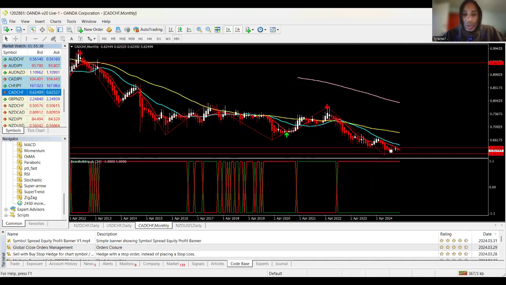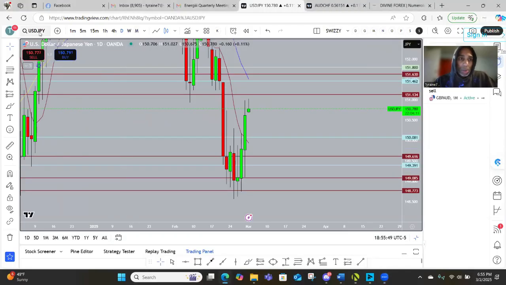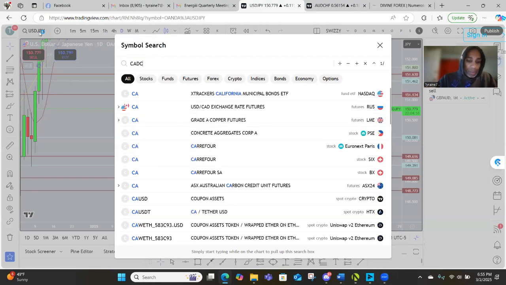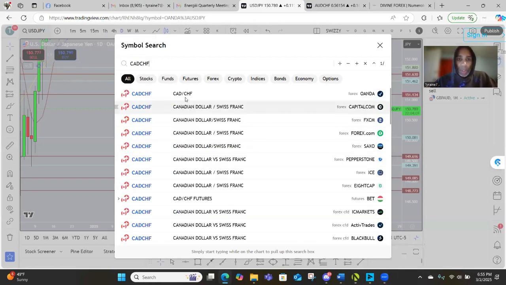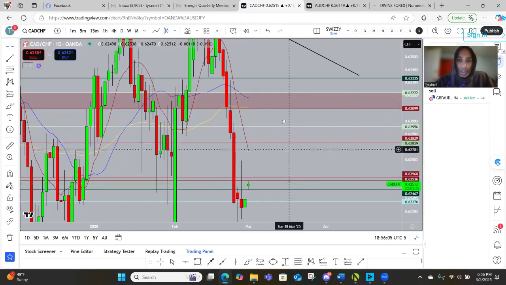So I'm going to go to Trading View, and that's where I do more analysis to see if what I'm seeing looks good. So that's going to be CAD Swiss. Go over here, open this, CAD Swiss, bam. Okay, so look at this jump. Close here, open all the way up here.